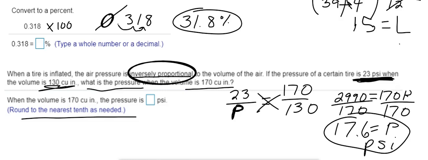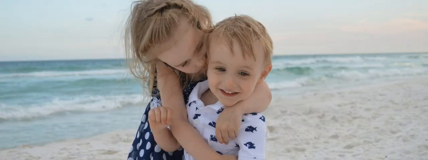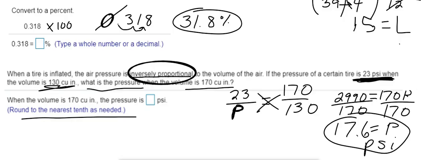psi. And then just look at it to make sure that that number makes sense. The psi was 23 when the volume is 130. When the volume goes up, the psi should go down. And it did within a reasonable amount. So I feel confident with that answer.